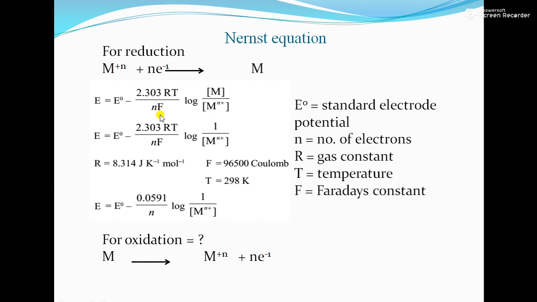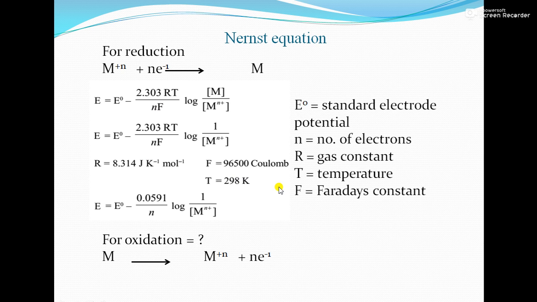What is R, what is T, what is F, what is n, what is E0, that we are going to see. First, E0 is the standard electrode potential, R is the gas constant, T is the temperature, n is the number of electrons, and F is the Faraday's constant. Our gas constant value is 8.314 joule per Kelvin per mole. T is temperature, which is 25 degrees Celsius, which is nothing but 298 Kelvin. n is the number of electrons, which depends on the reaction. F is the Faraday's constant, that is 96500 coulomb.